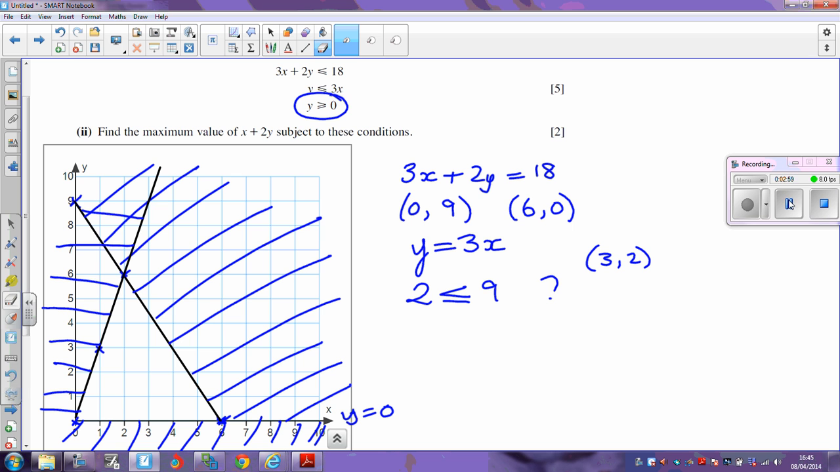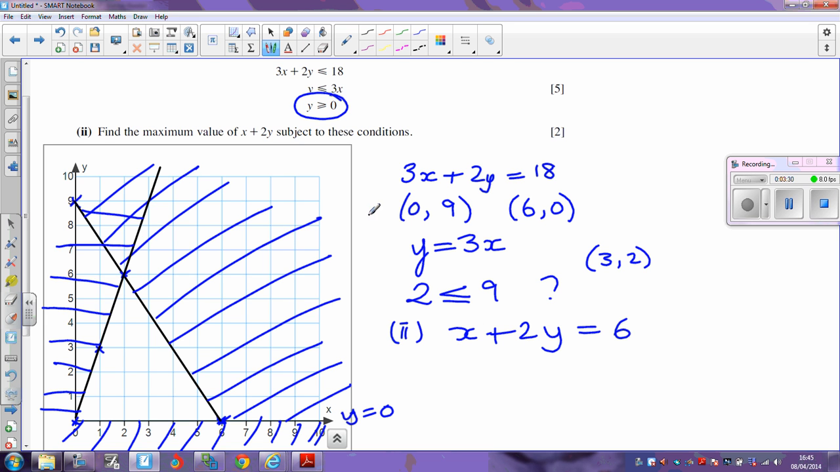Okay, we're now looking at part 2, and part 2 says that we are to find the maximum value of x plus 2y. Now, we could test the two corners, because usually what you're going to find is that the values of x and y that you want are in the corners. But what I'm going to do is use a line, x plus 2y, and I can put that equal to anything I like, which is convenient. So I'm going to put that equal to 6 and find the line x plus 2y is equal to 6.